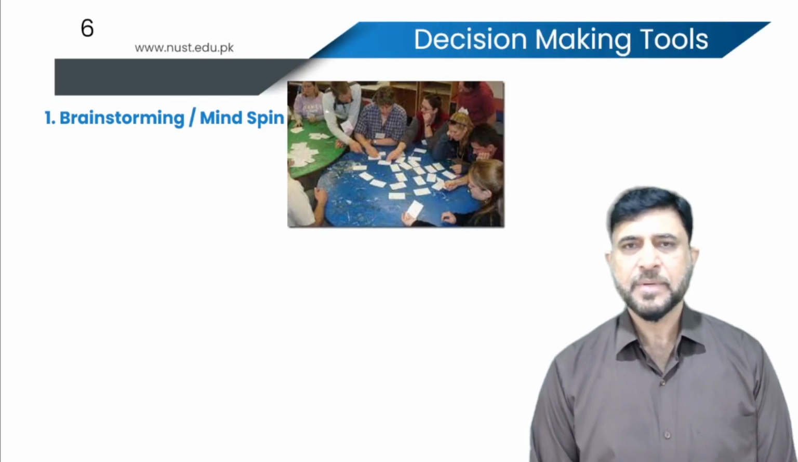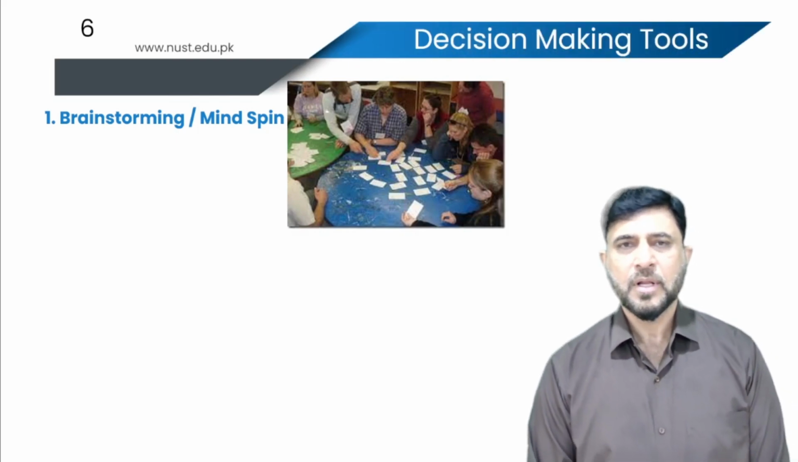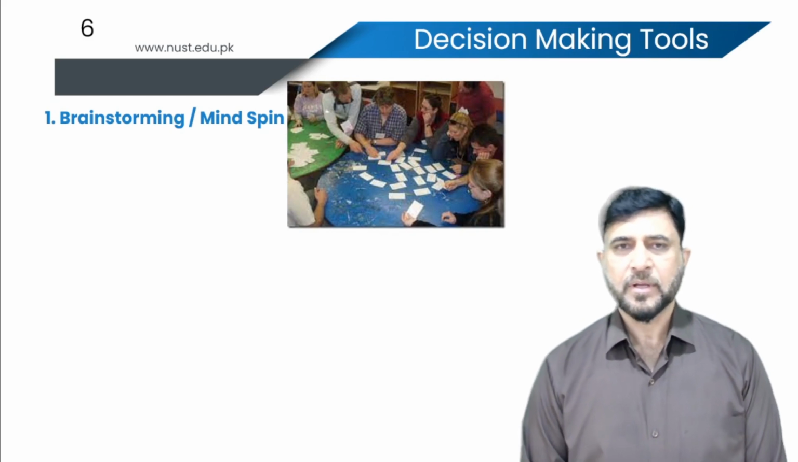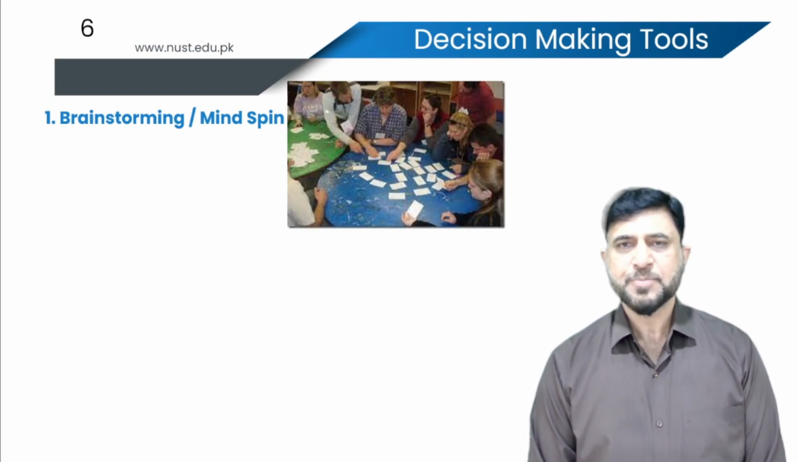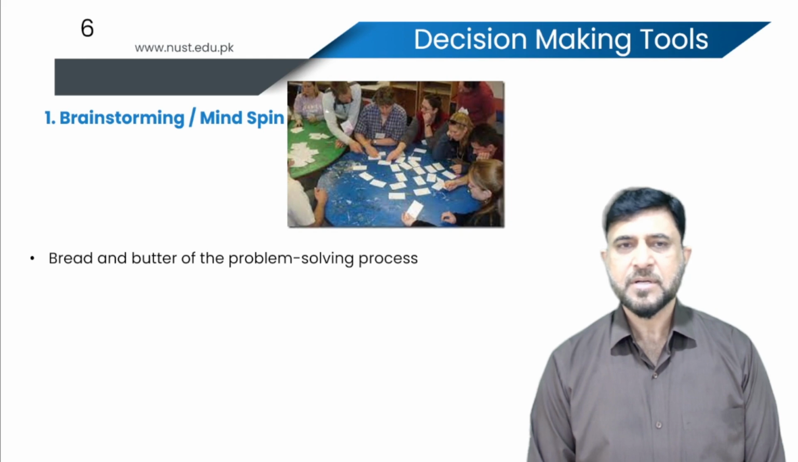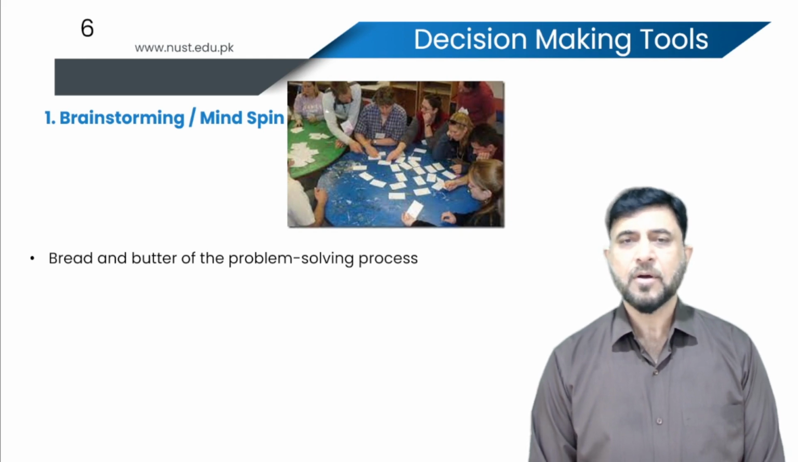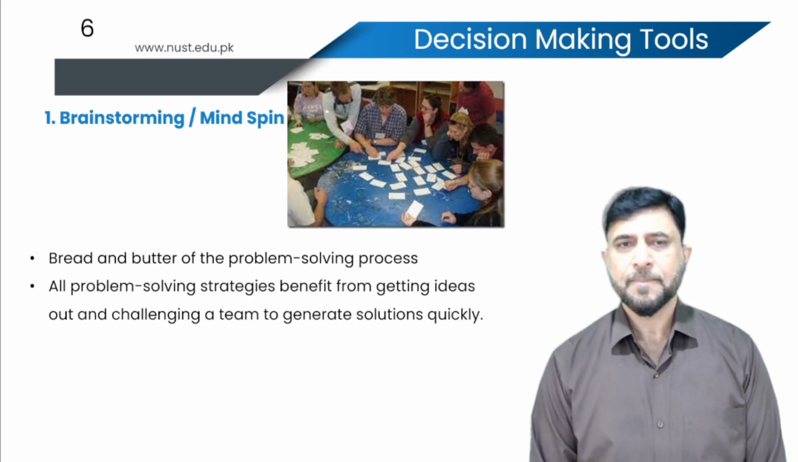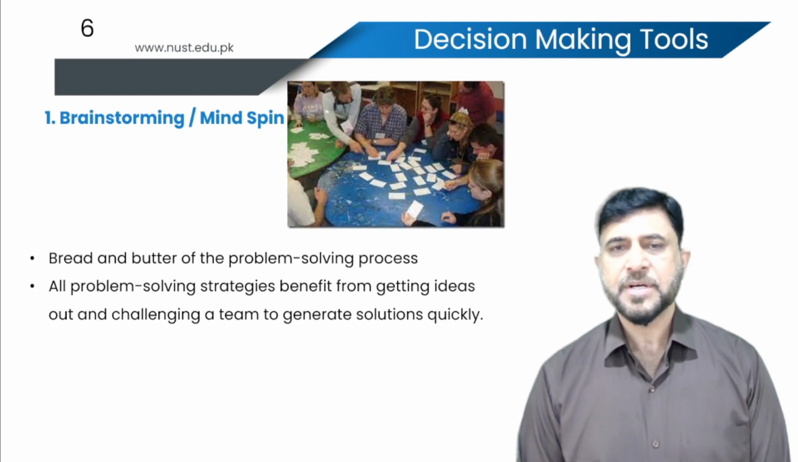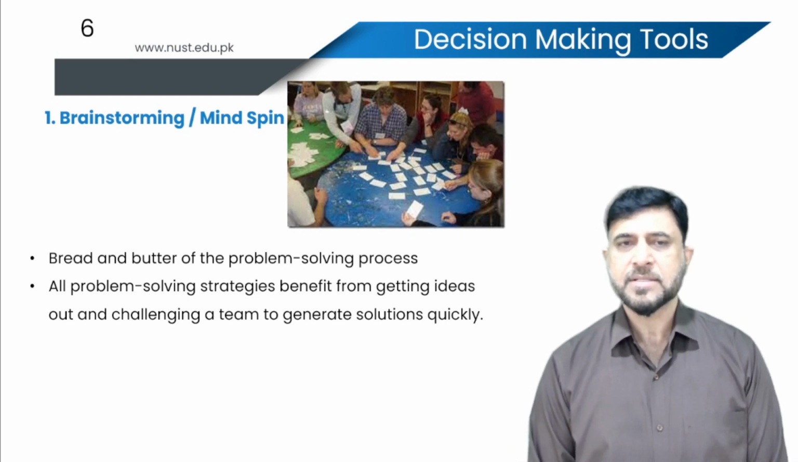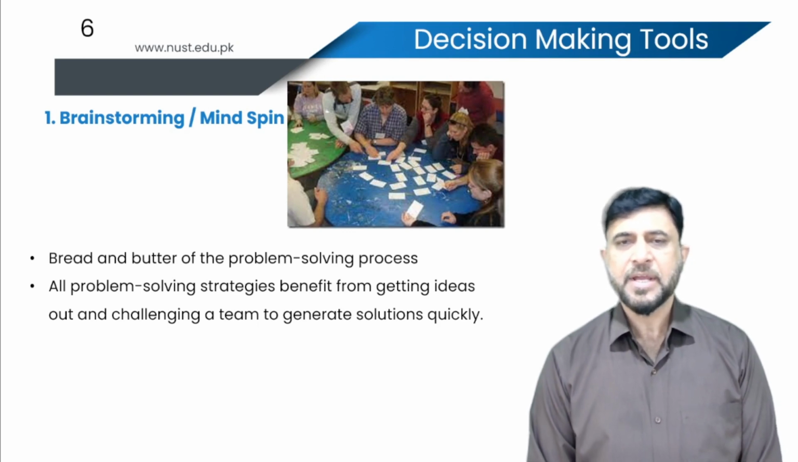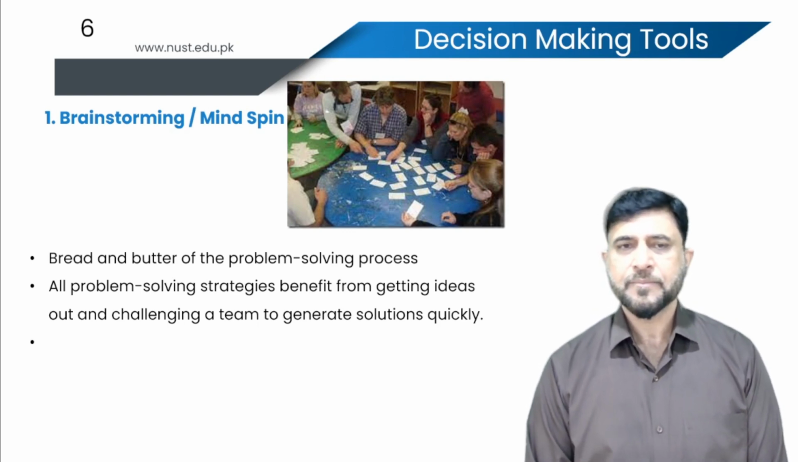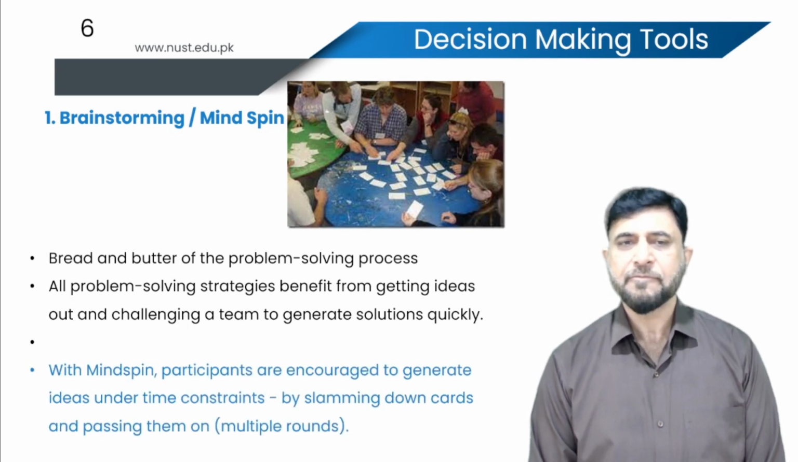So coming to the decision-making tools, first of all, we have brainstorming. It is also called mind spin. What is a brainstorming session? It is basically the bread and butter of a problem solving process. All problem-solving strategies benefit from getting ideas out and challenging a team to generate solutions quickly. So basically, it is our teamwork.